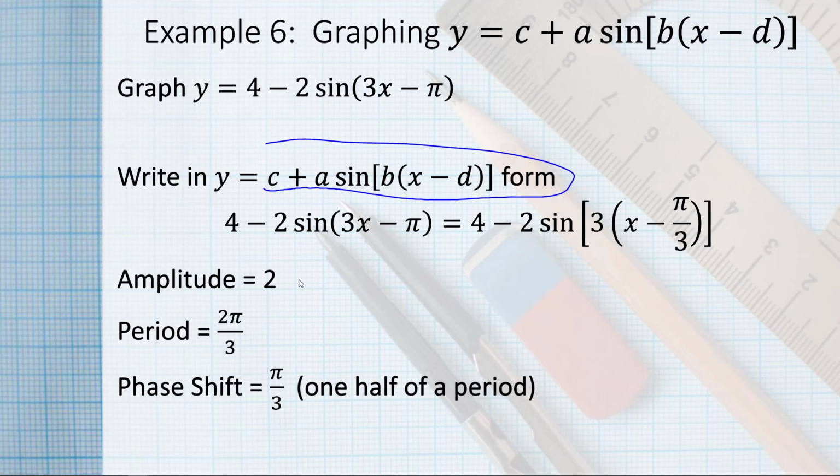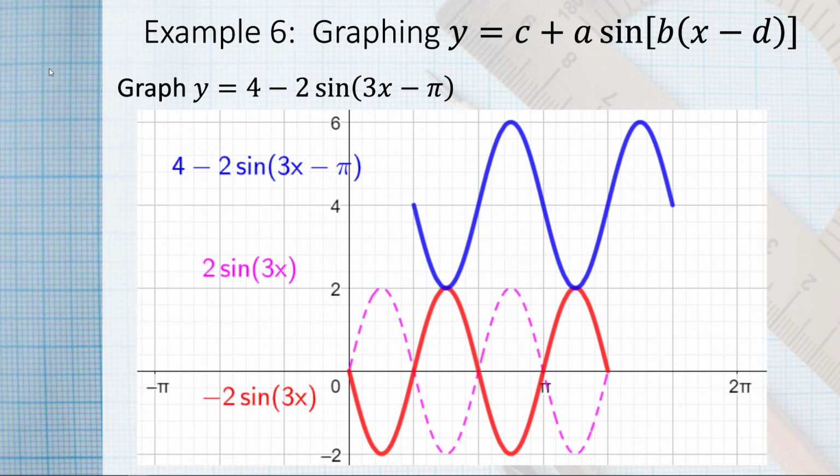So in this case, we have that the amplitude is equal to 2. The period is going to be 2 pi divided by b, which is 3. So it's just simply going to be 2 pi over 3. And our phase shift, since it's a minus pi over 3, will be positive pi over 3, which, by the way, is 1/2 of a period. Okay, so let me write that stuff down just to make sure we keep it here, because we're going to need it in just a second.